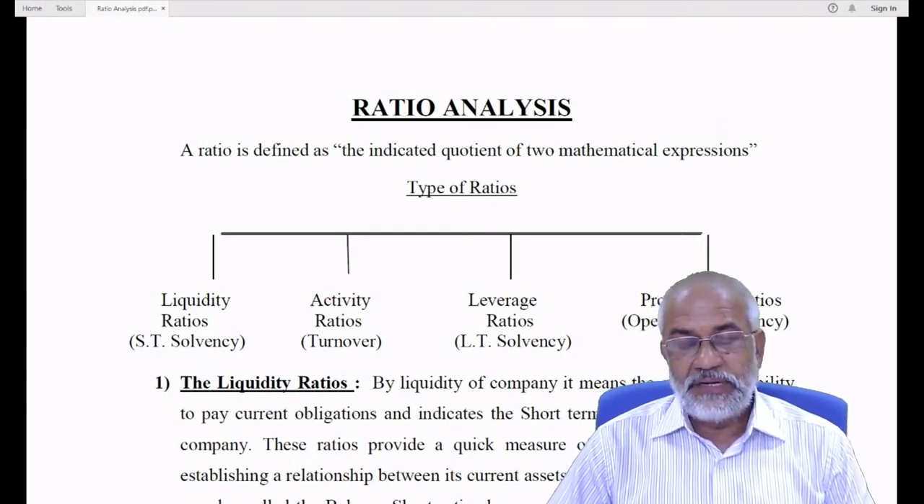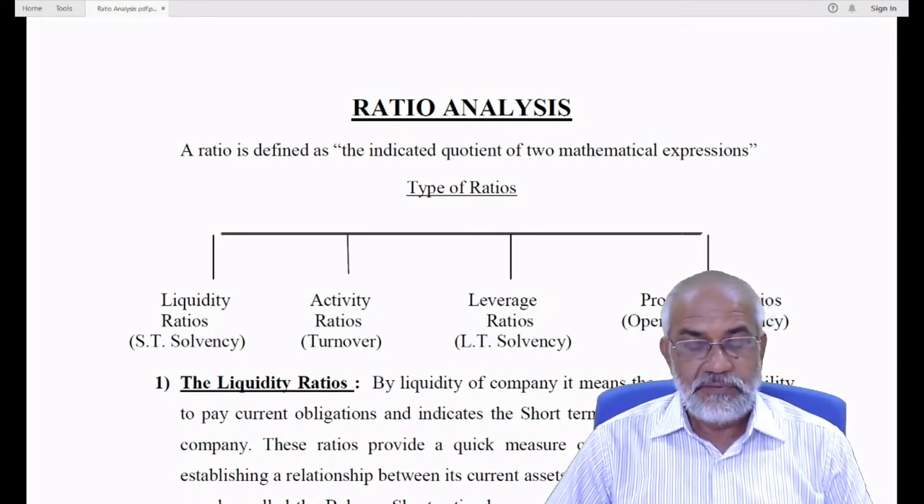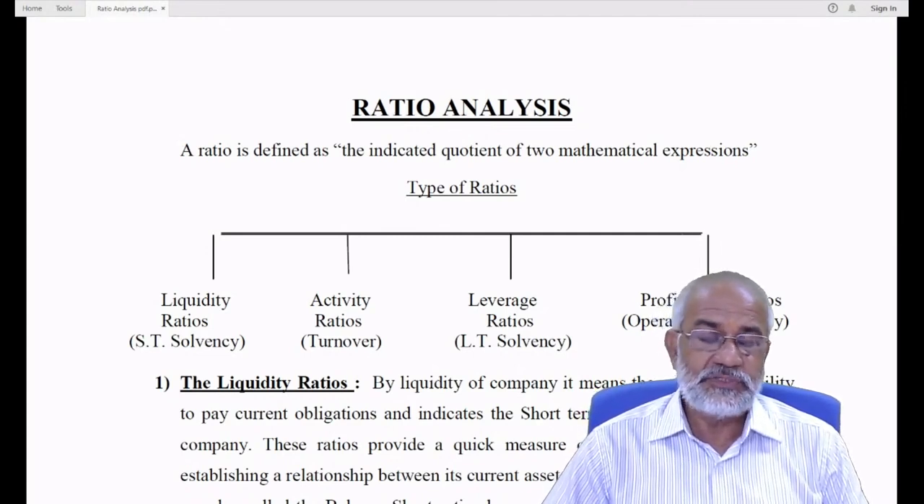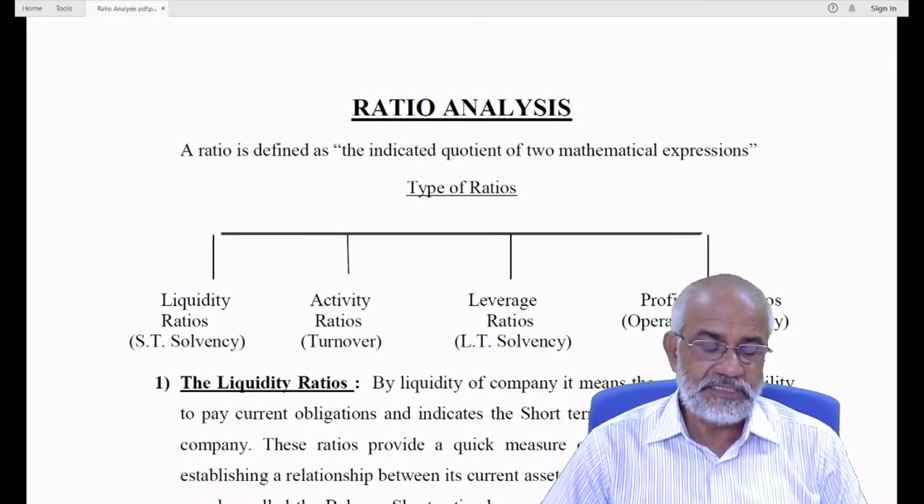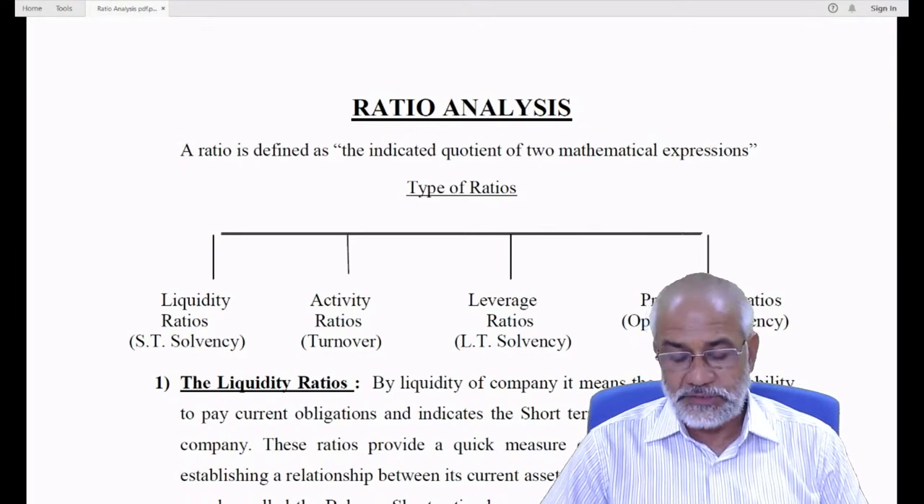Today, the theme of our discussion will be concentrated on ratio analysis, the last part of the financial statement analysis. But before going to ratio analysis, let me complete the balance portion of the cash flow statement. A small fragment of the cash flow statement was left in yesterday's session due to paucity of time. So let me complete that, then I will go to the ratio analysis.